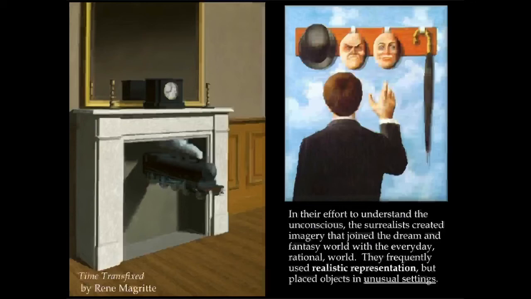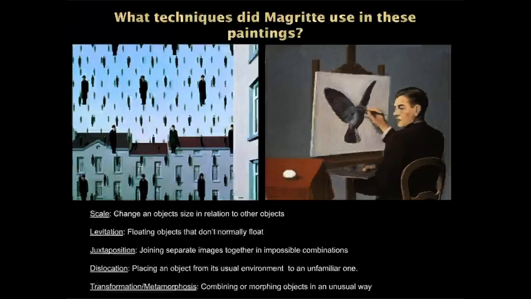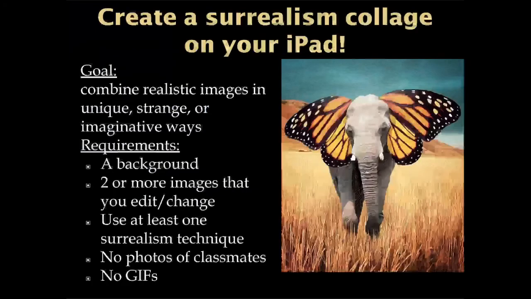So take a look at these pictures by René Magritte. What do you find normal about them, and what do you find unusual about them? What techniques did René Magritte use in these paintings? Remember, you might see scale changes. You might see levitation. You might see juxtaposition, dislocation, or transformation. That's all we're going to look at for today.